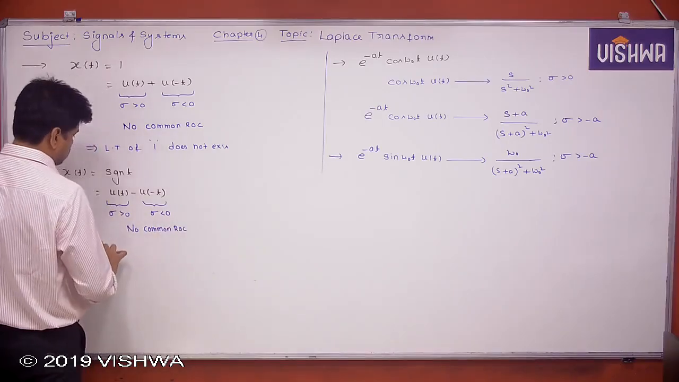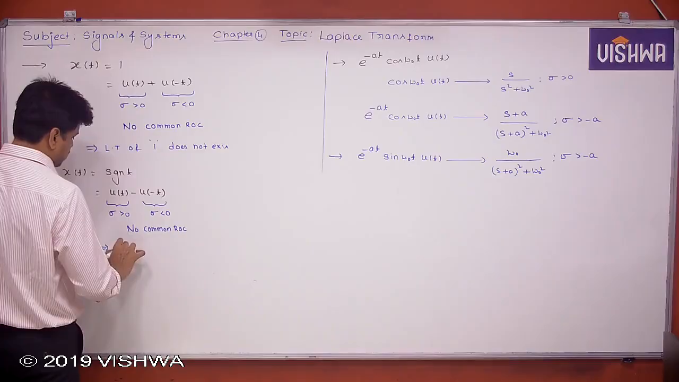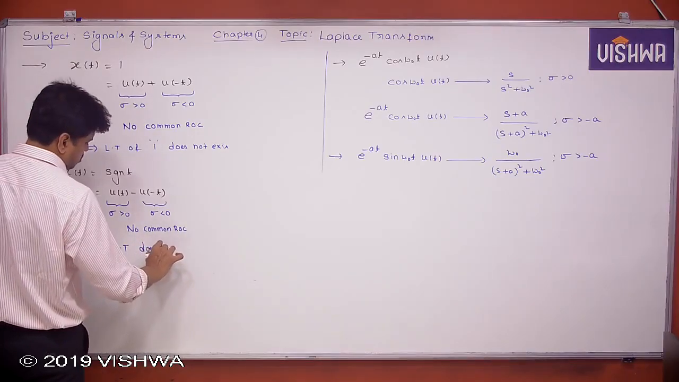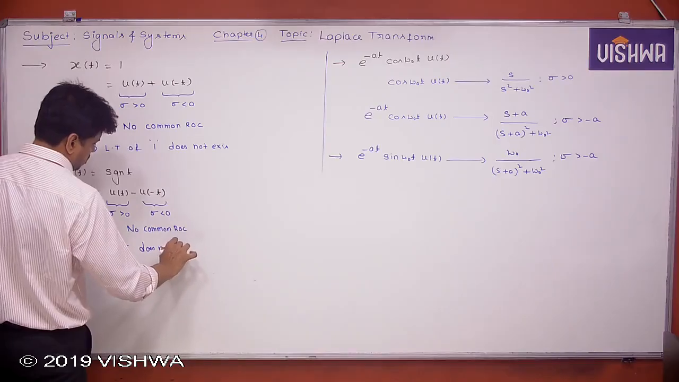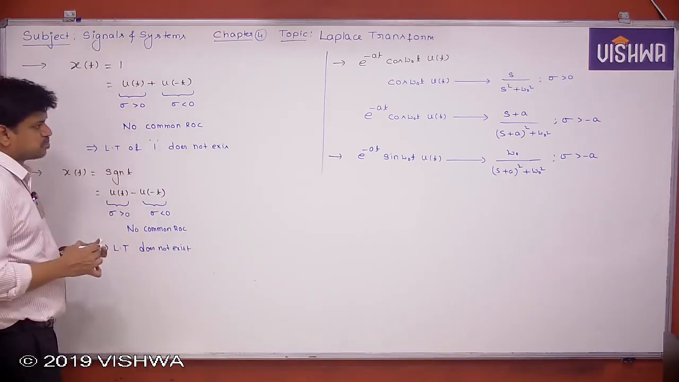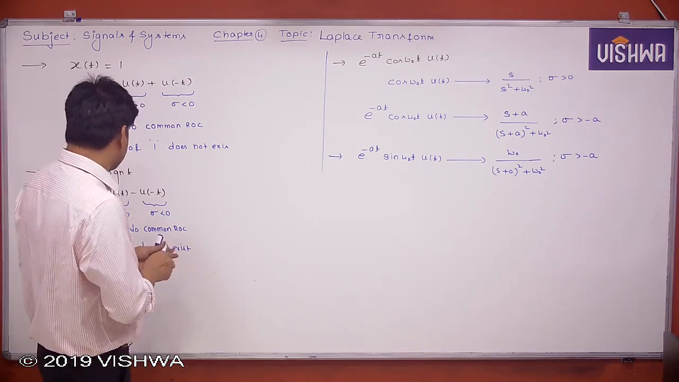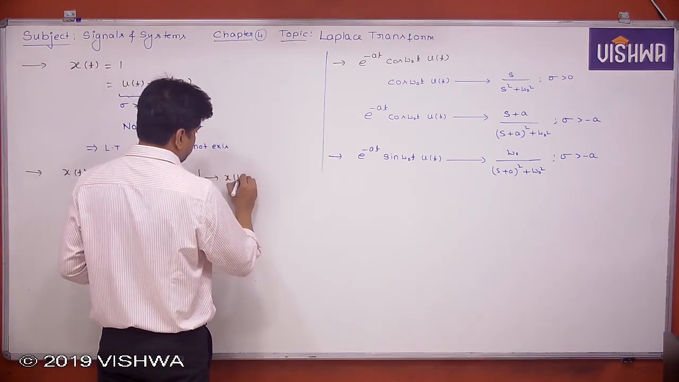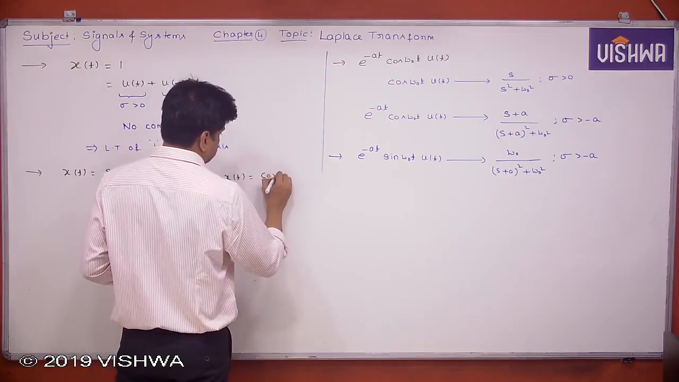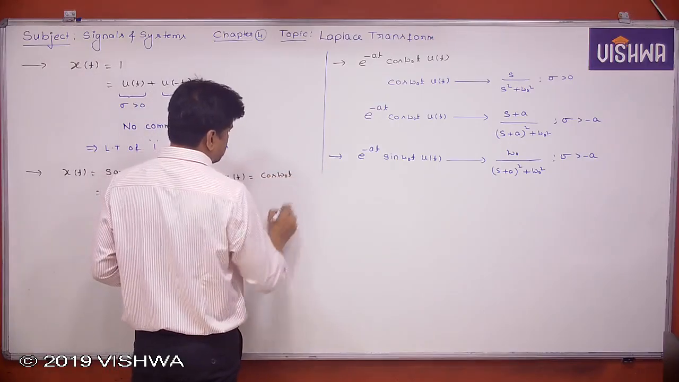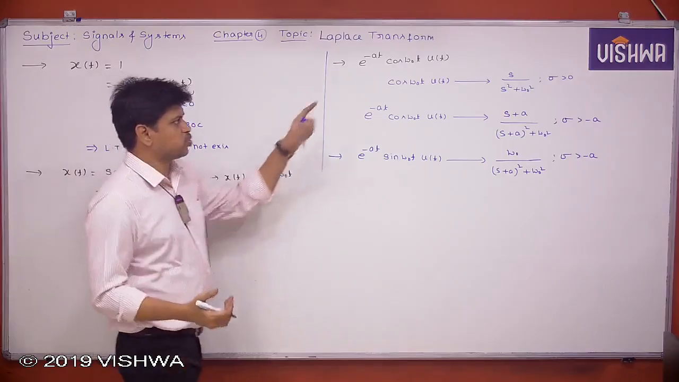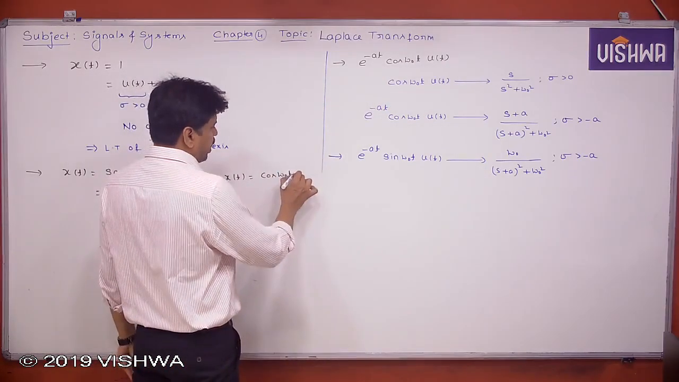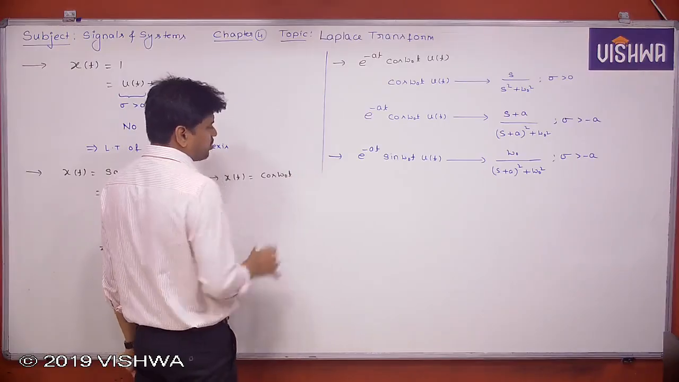So here the Laplace transform does not exist. In a similar way, suppose I say x of t is equal to cos omega naught t. In the previous case we had cos omega naught t u of t, but if I simply say cos omega naught t, we can assume cos omega naught t multiplied with 1.